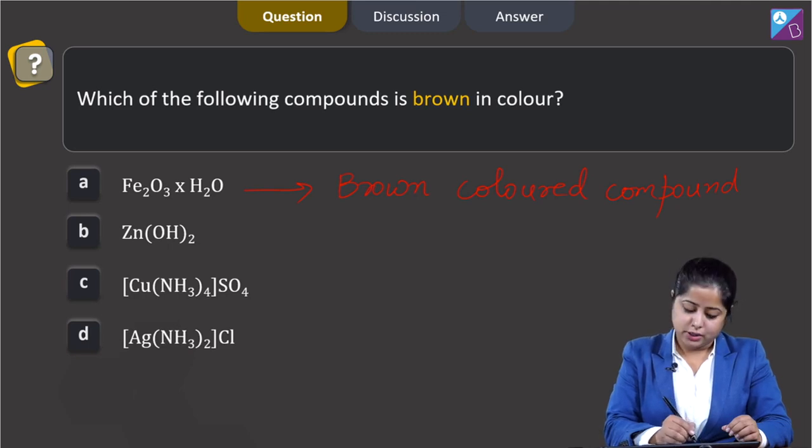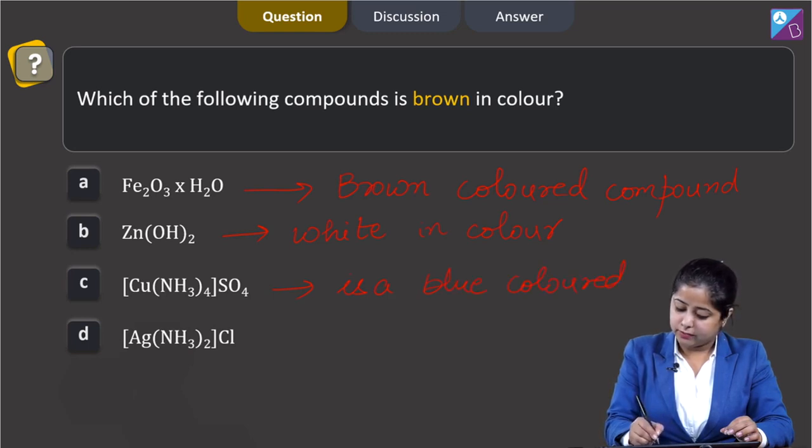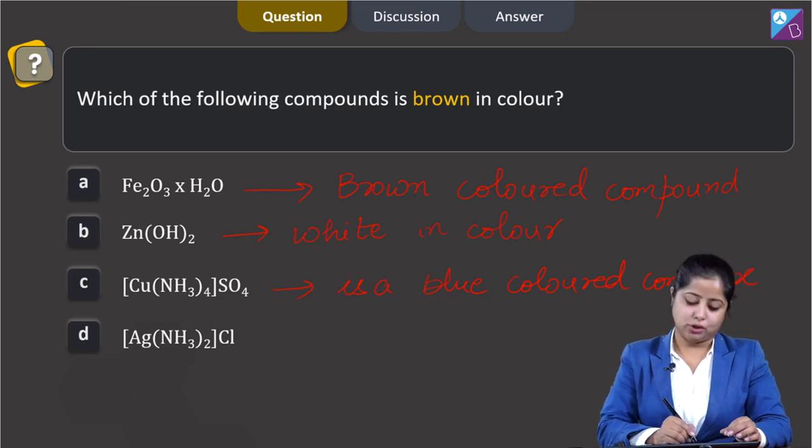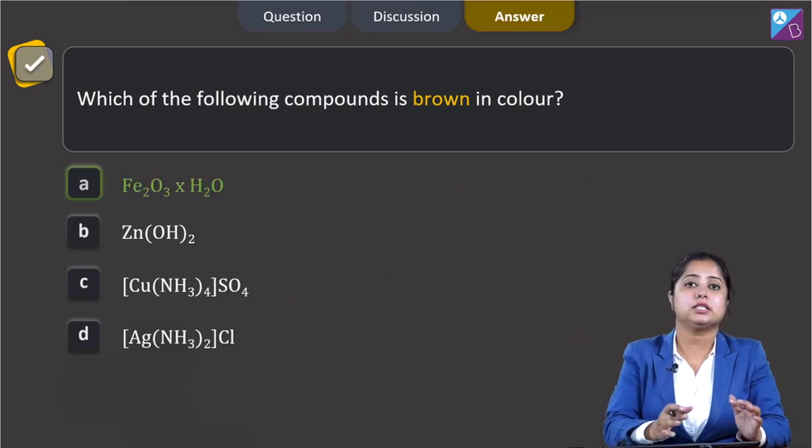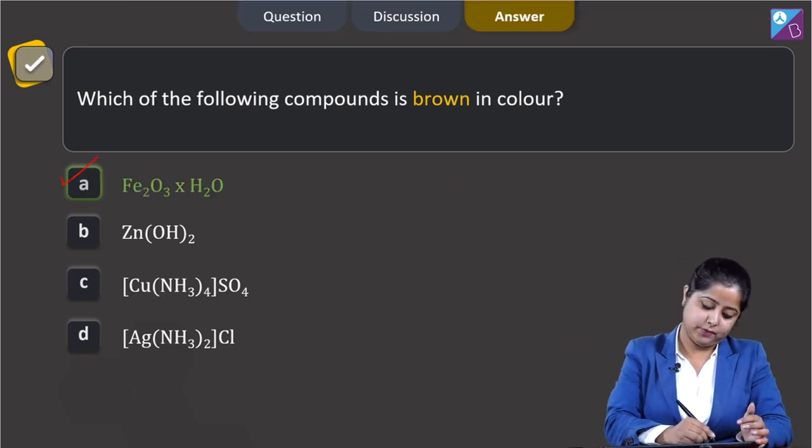Zn(OH)2. Student, this is white in color. Moving to next, [Cu(NH3)4]SO4. Student, this is a blue colored complex. Moving to last, [Ag(NH3)2]Cl. Student, this is white in color. That means the correct answer for this question is option A.